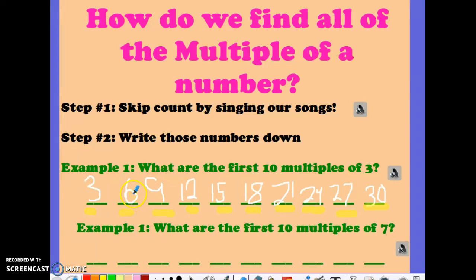Now that you have written down the first 10 multiples of 3, if you were asked to find the sum, all you need to do is place addition signs in between each of the digits and then use a calculator to calculate the sum by adding all of these digits. Let's take a look at another example. What are the first 10 multiples of 7? Well, in order to list those multiples out, you just sing this song.